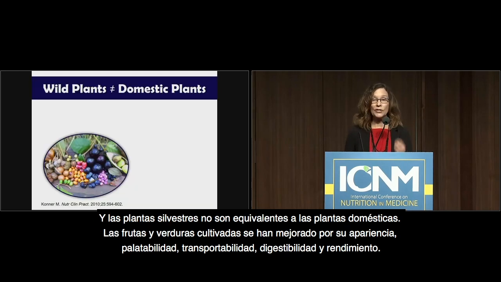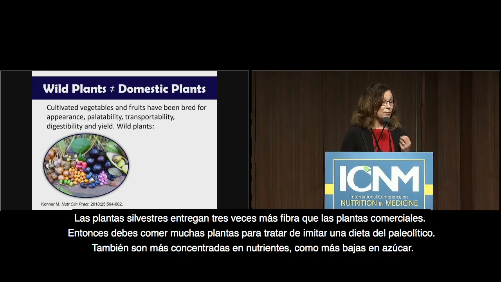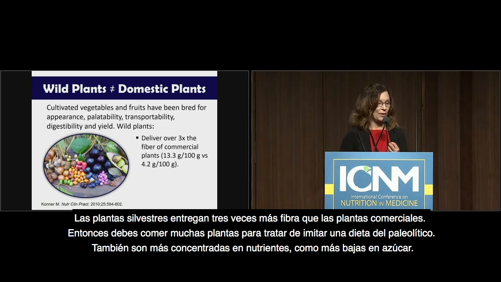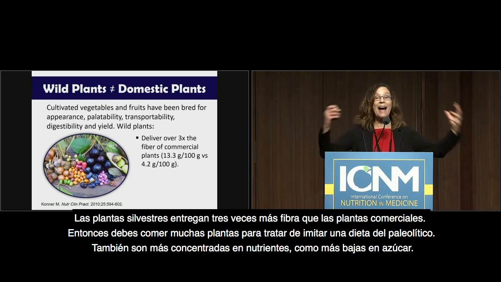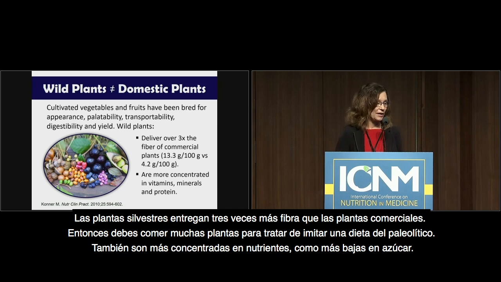And wild plants don't equal domestic plants. Cultivated fruits and vegetables and so forth have been bred for appearance, palatability, transportability, digestibility, and yield. Wild plants deliver 3 times the fiber of commercial plants. So you have to eat a lot of plants to try to mimic a Paleolithic diet. They're also more concentrated in nutrients as well and lower in sugar.